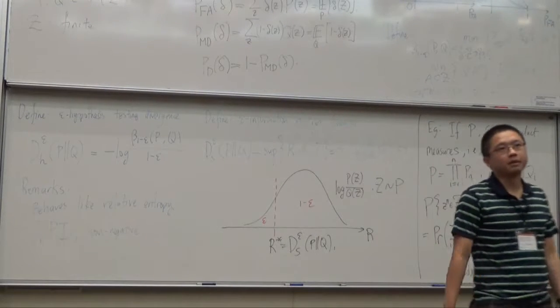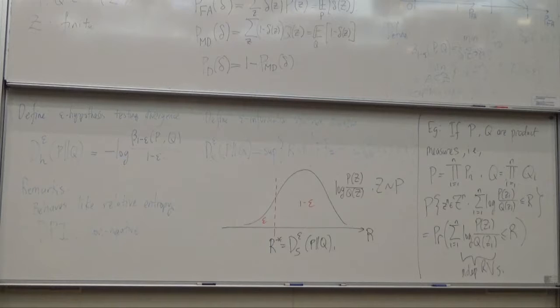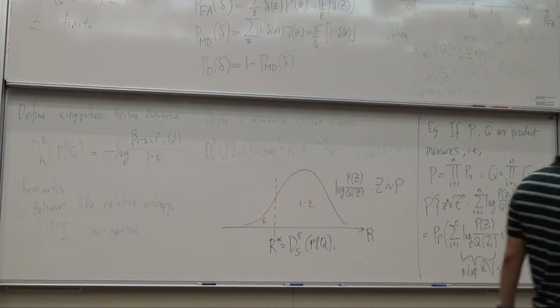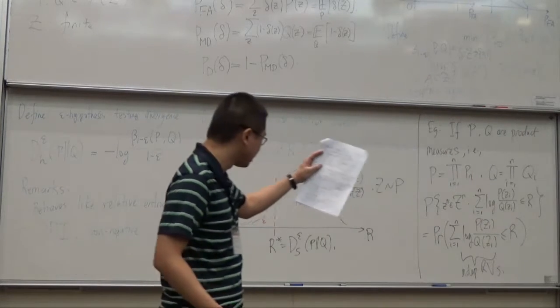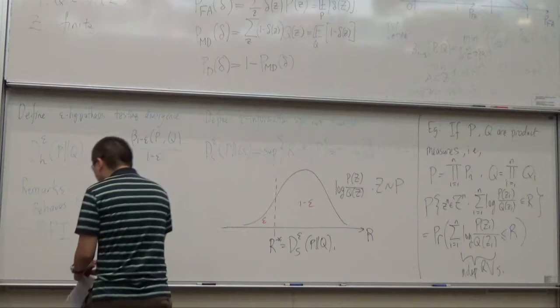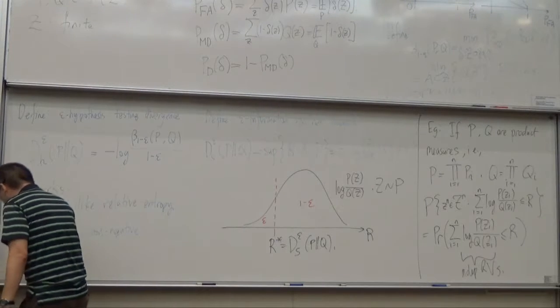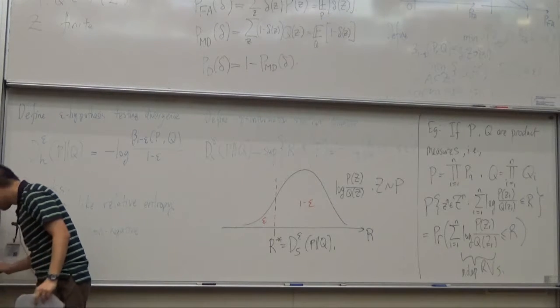So my point is that the epsilon hypothesis testing divergence is difficult to evaluate or approximate, so we have to use a surrogate known as the epsilon information spectrum divergence. I have given you a small example as to why the epsilon information spectrum divergence is easy to approximate, for product measures at least. Does this mean anything?